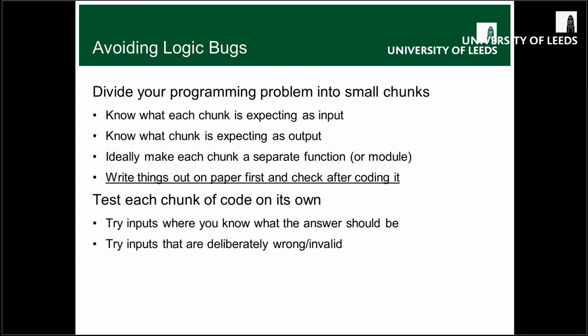And then of course you can test each chunk of code on its own, ideally, and that testing should involve trying inputs where you know what the answer should be, and also, quite importantly, trying inputs that you know are deliberately wrong or invalid, and making sure you understand what your code is going to do when it gets a bad result. And of course there's a whole bunch of things about making your life easier. It's easier to keep track of what your program is doing if you've used sensible variable names, and if the functions you write have names that at least roughly describe what they're trying to do. That way it's much easier to work out what your code was supposed to be doing.